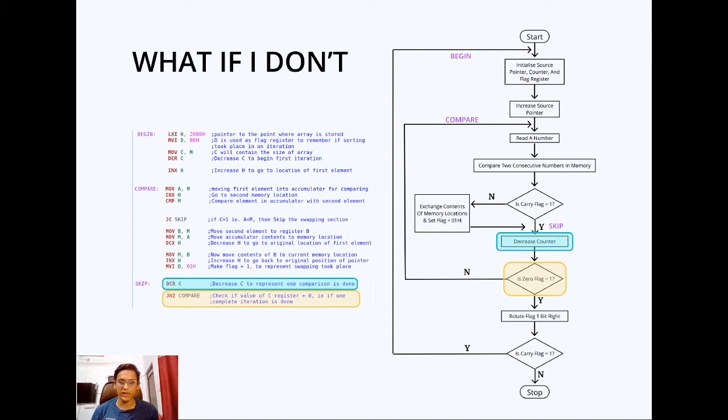That's why we are writing DCR C to decrease the value of C register by 1, and then we are doing JNZ compare. JNZ means jump if not zero. What it means is whether the value in C register has become 0 or not. If it has become 0, we can proceed further down the code. Otherwise, we would repeat the compare section of this code.